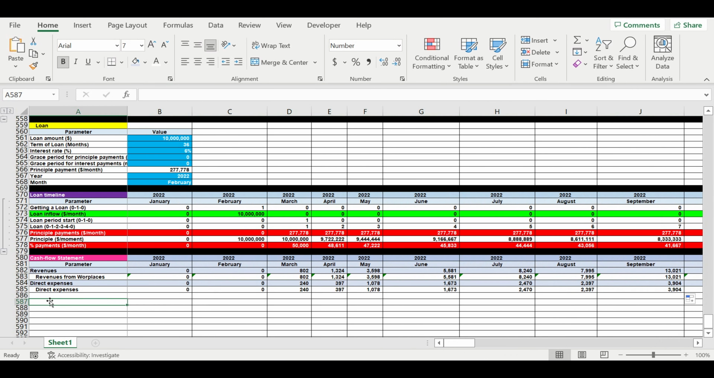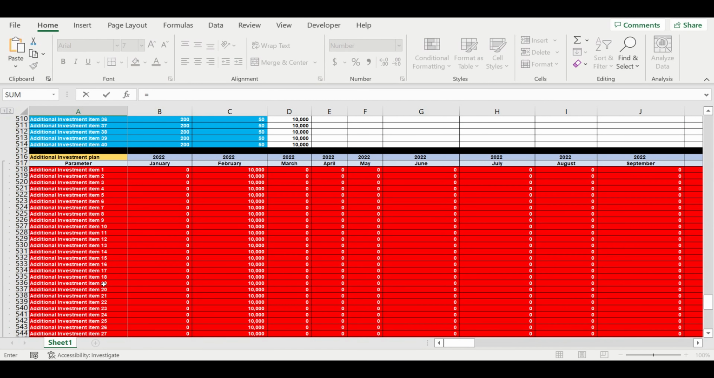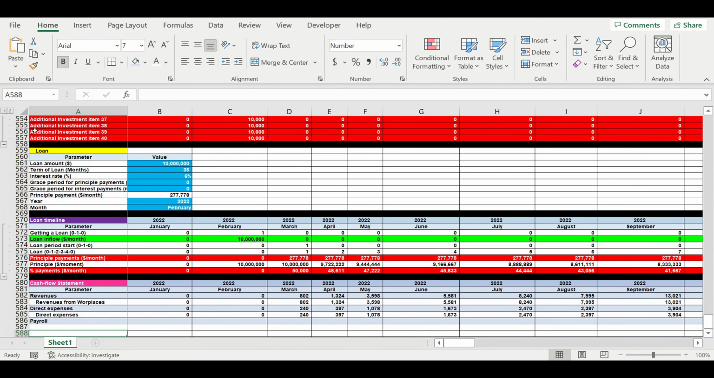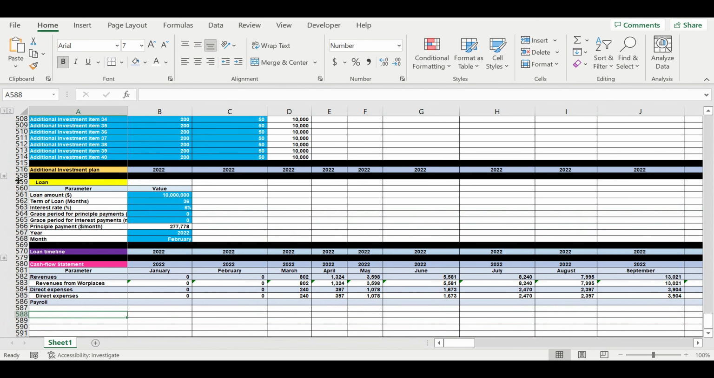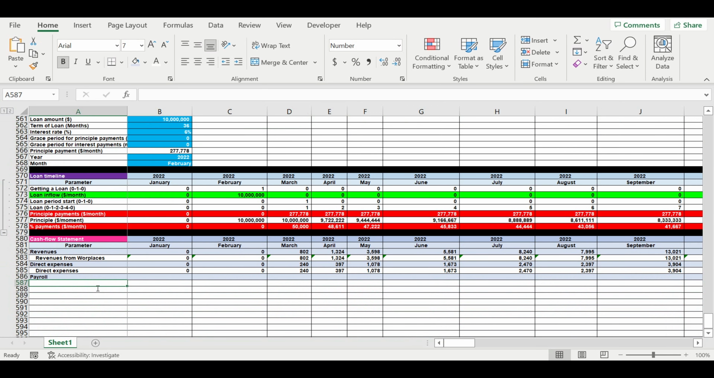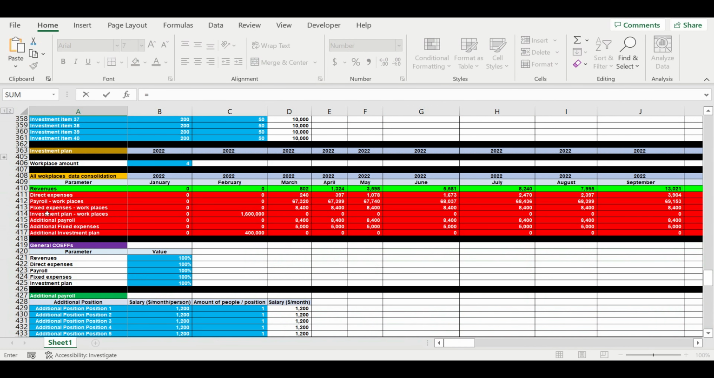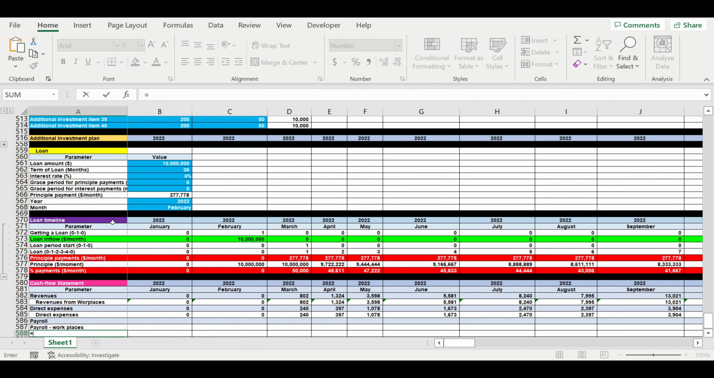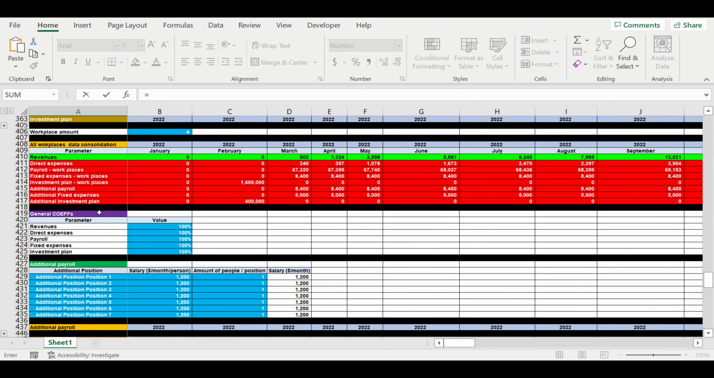Then we move to payroll. Payroll will consist of two types. Just a moment, I will hide some lines. So payroll will consist of payroll inside workplaces and additional payroll.